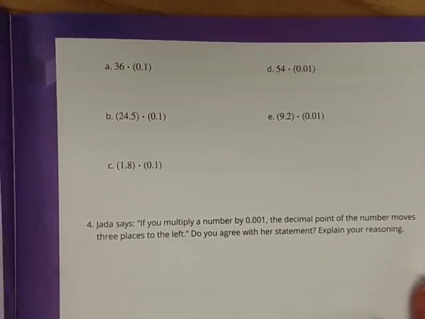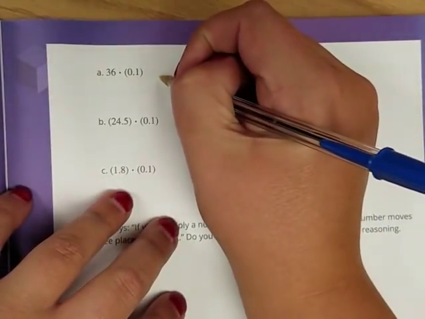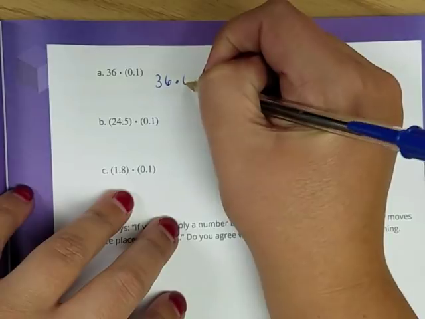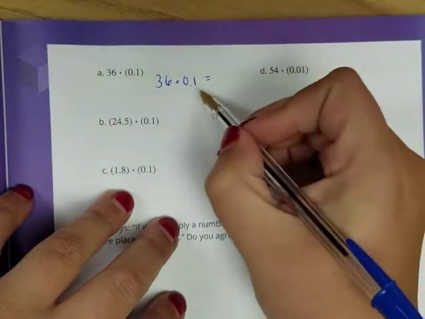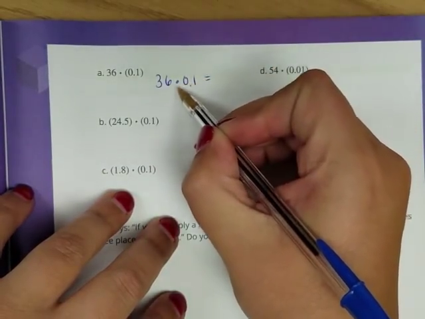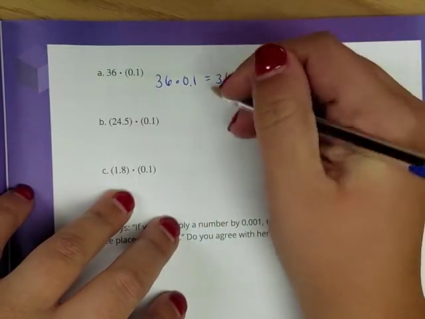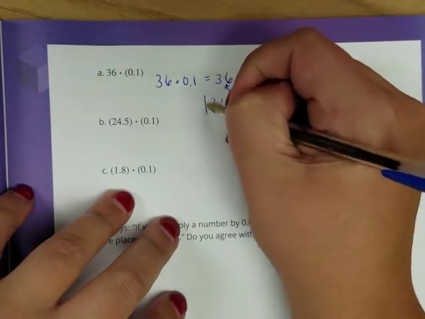All right, so let's use the rule that we just came up with. So 36 times 0.1 is, well, we're multiplying by a 10th, so that means I moved the decimal one place to the left, so you get 3.6.